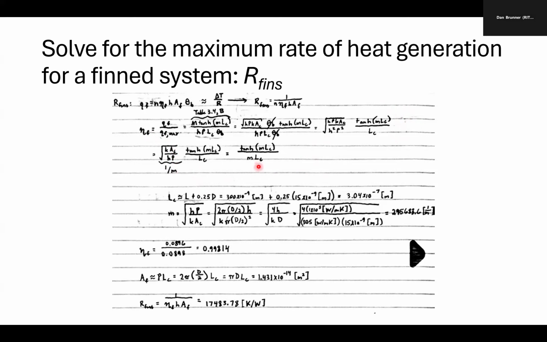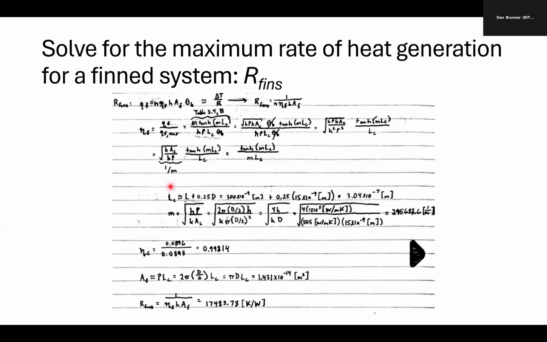So our final expression for the fin efficiency is equal to the hyperbolic tangent of lowercase m times the characteristic length all over that term, so m times the characteristic length. So what is the characteristic length? Well, I mentioned before that it's a way to determine the scale of the system. So it's comprised of the dimensions that are most important for determining the scale.